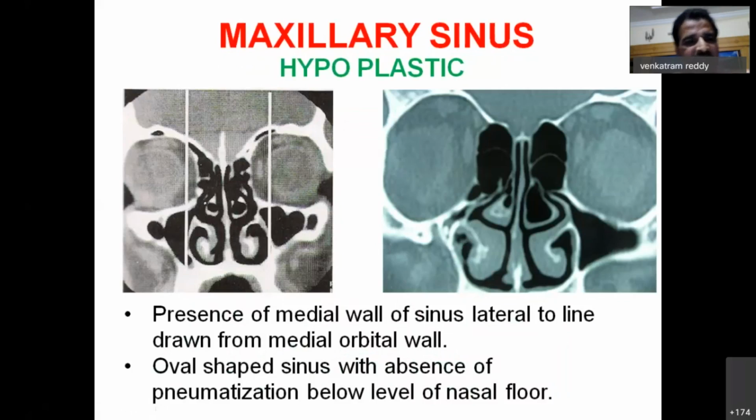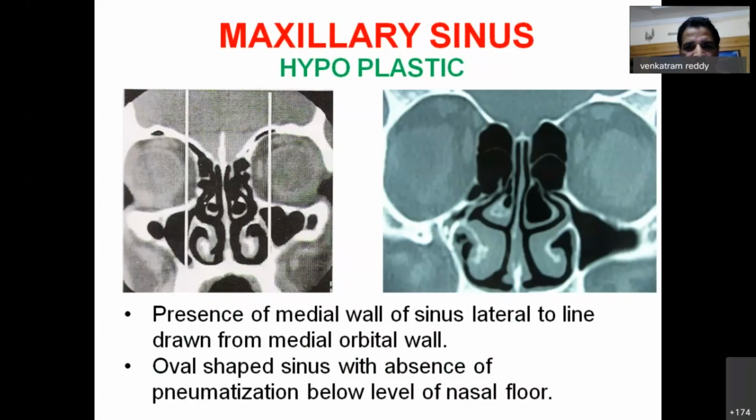Then coming to maxillary sinus pathology, the hypoplastic maxillary sinus. As you are aware, a hypoplastic maxillary sinus is very difficult to tackle endoscopically, and the surgeon is more liable to enter the orbit. In case of a hypoplastic maxillary sinus, you have to be very gentle, and if you can identify this preoperatively in the CT scan, then you can tackle it better.